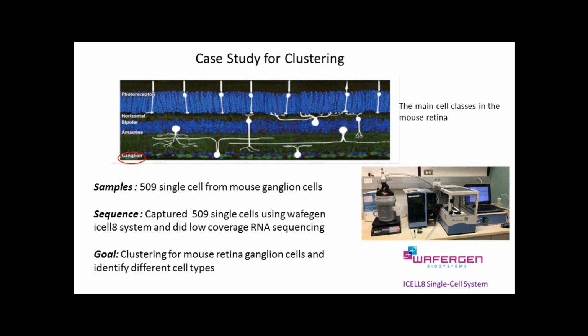Our collaborator labs have isolated ganglion cells, and we use these ganglion cells as a sample and use the 1-gene ICELL8 single cell system to capture 509 single cells, amplify the cDNA, prepare the library, and do sequencing. We wanted to cluster the mouse retinal ganglion cells and identify the different cell types.